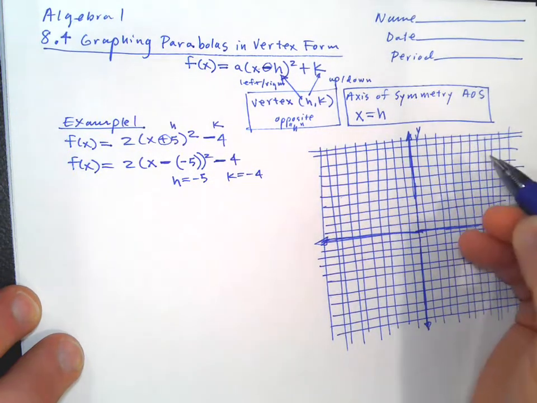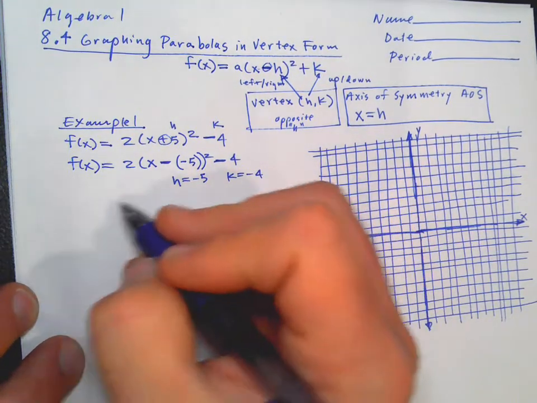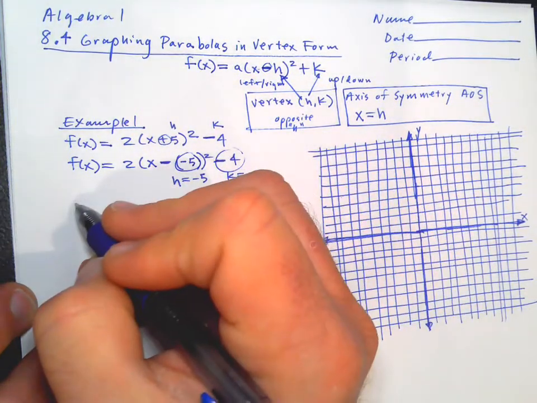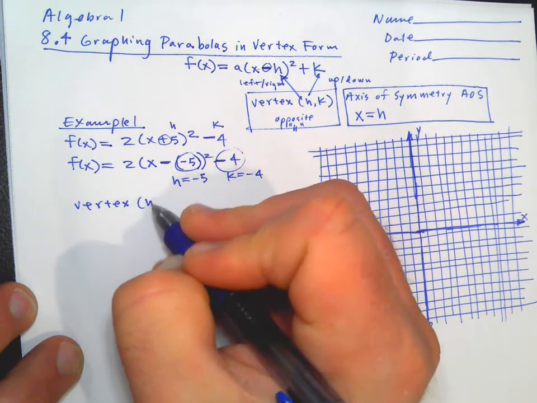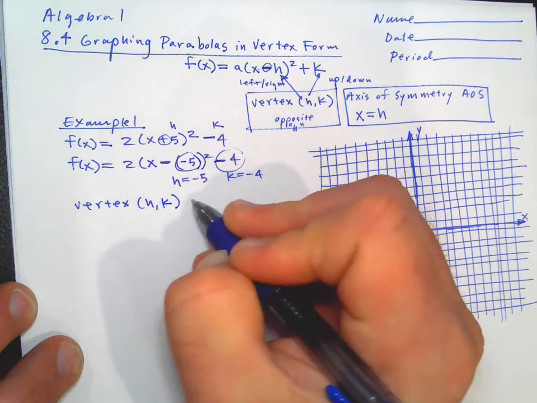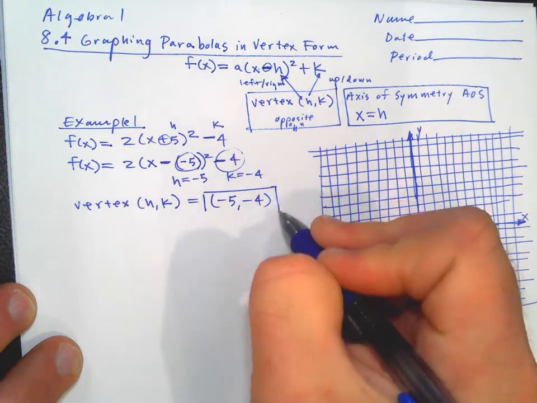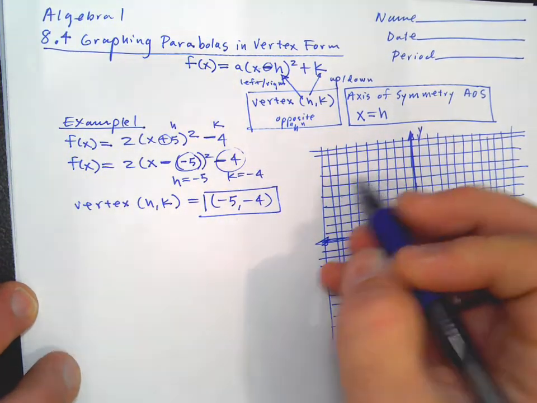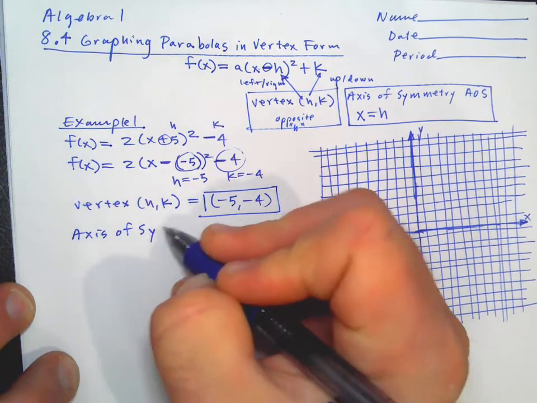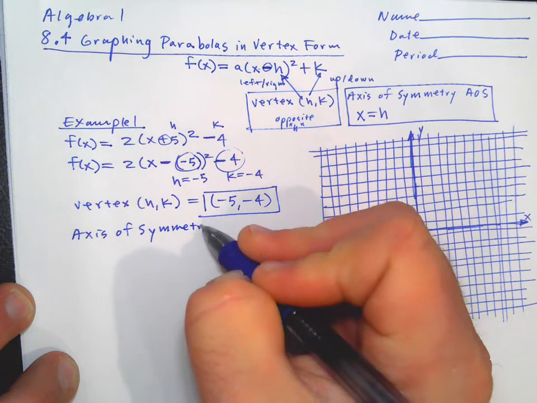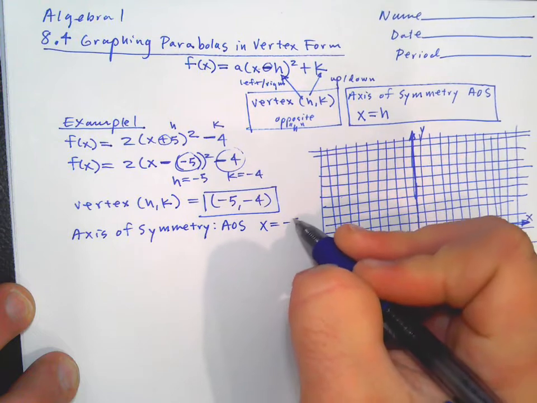That does belong to it. Okay. So you got to figure that out. So from that, our vertex is (h, k), right? So that's going to give us (-5, -4). It doesn't matter. The h comes first and the k comes second. X first, y second. The axis of symmetry, or the AOS for short, is just x equals -5.